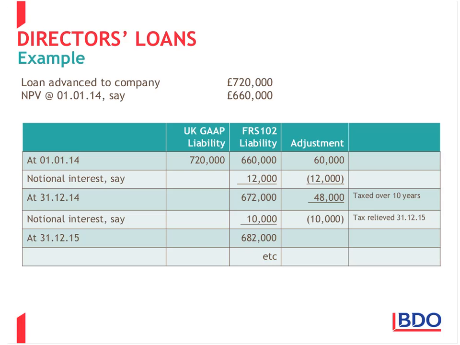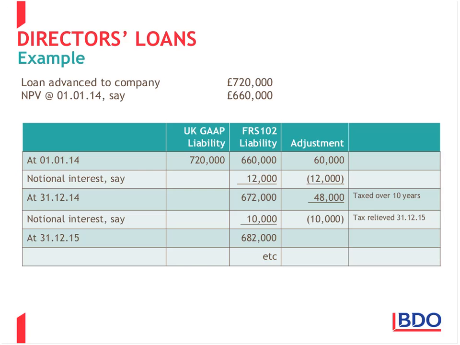So, we've determined that we need to discount the director's loan to present value using a market rate of interest, and on transition, that discount is taxed over 10 years. So if a £1 million loan was to be carried at £800,000 on transition, the £200,000 credit will be taxed in equal instalments over 10 years. Post-transition periods, generally speaking, the credit is not taxable, and the corresponding debit, when it reverses back, is not tax deductible.